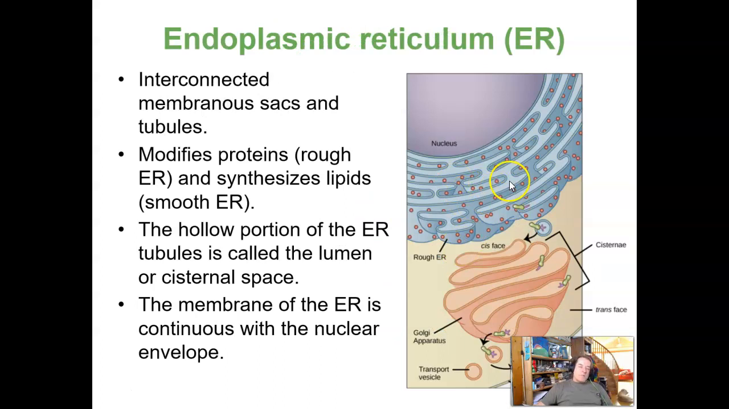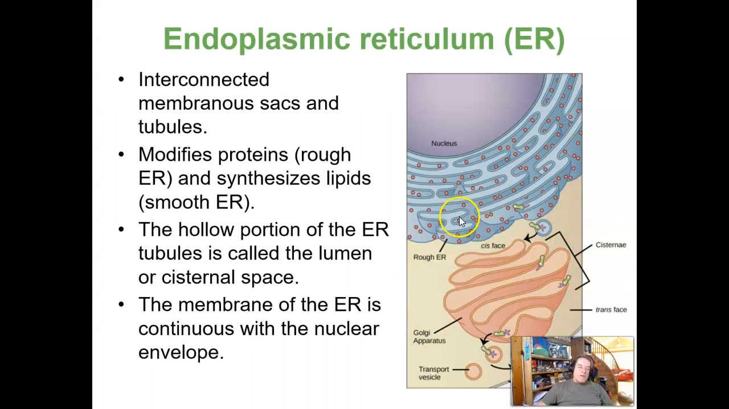So here's the endoplasmic reticulum. And what's going on with the endoplasmic reticulum is that it has a close association with the Golgi apparatus right here. So here we're looking at rough ER. It's called rough because it has ribosomes attached to it. We can also have free-floating ribosomes just in the cytoplasm.